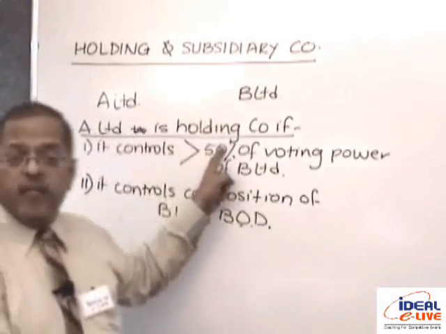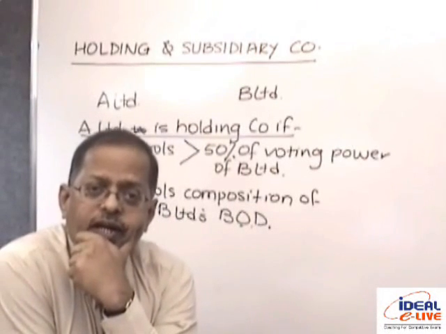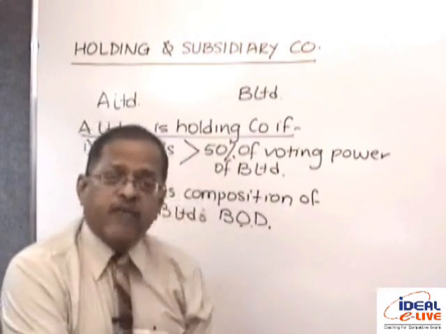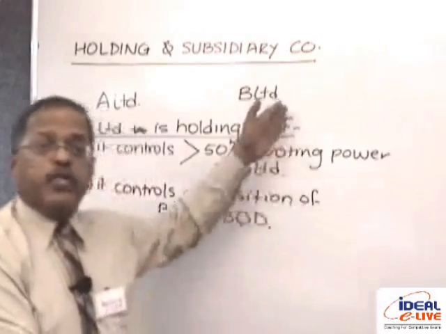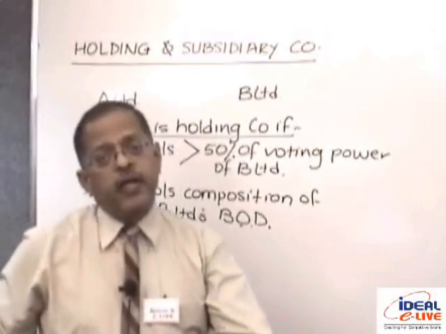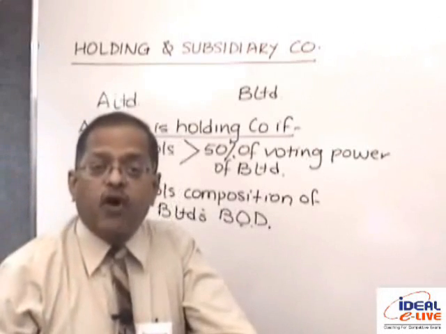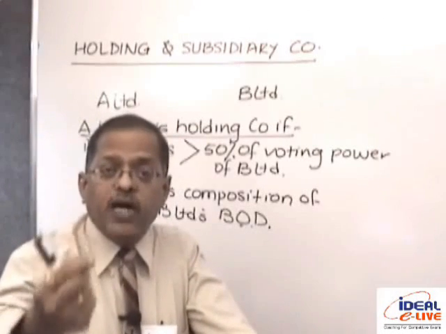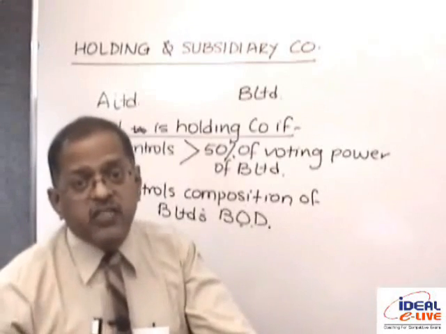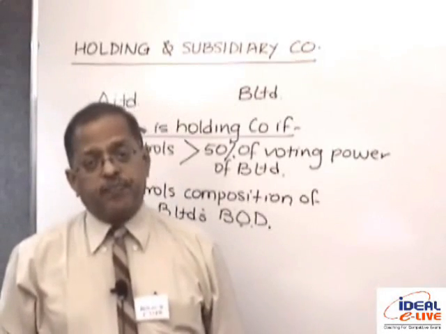So here I am talking about voting power. In the first case I am talking about equity shares held by A Limited. In the second situation, I am not talking about equity shares. I may not be holding shares of this company, but I may have some arrangement, some understanding, some agreement with B Limited, and the whole composition of B Limited's board of directors is in my hands. Whom to keep in B Limited and whom not to keep, if I decide this, then I will be called a holding company and B Limited will be called a subsidiary.